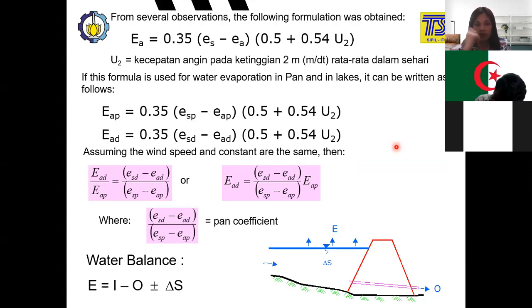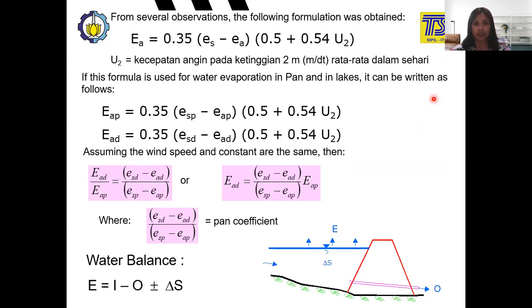velocity of the wind at the height of 2 meters in 1 day, like the average of the wind in 1 day. This can be found in the data, like if you remember, we already talked about meteorology in our previous meetings. So the data can be obtained from the meteorology. It also includes the wind velocity. And after that, if you know the wind velocity and you know the ES and EA, you can calculate the evaporation.